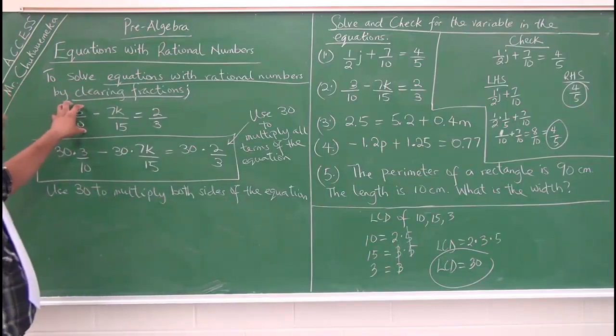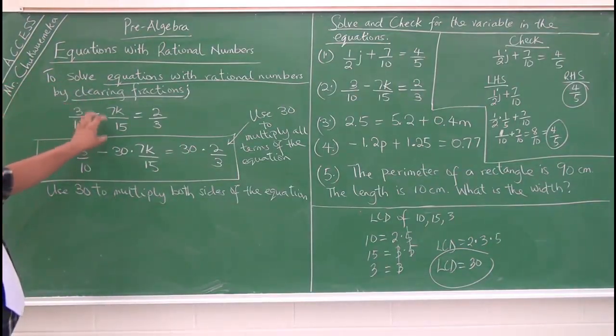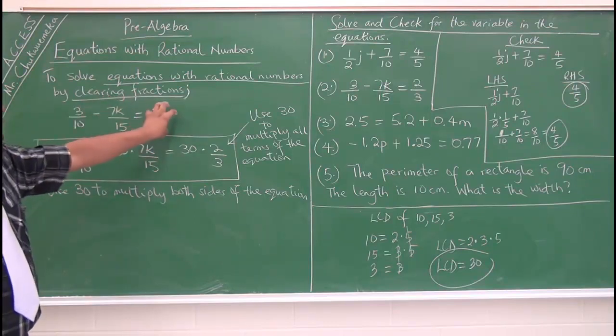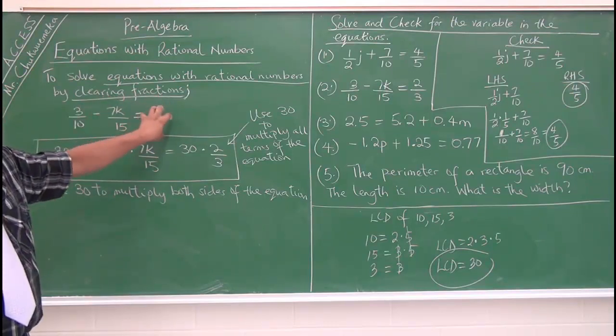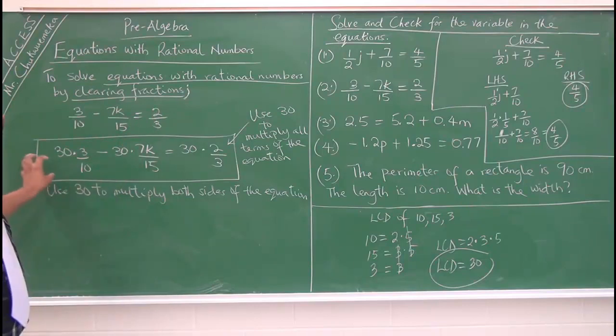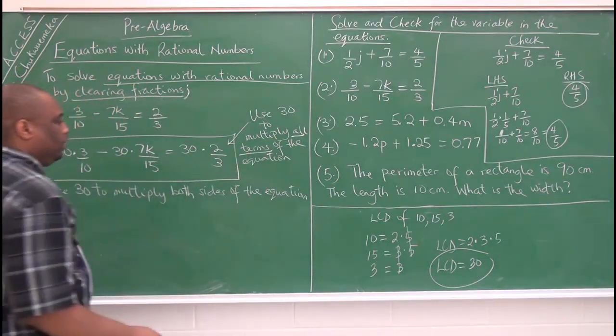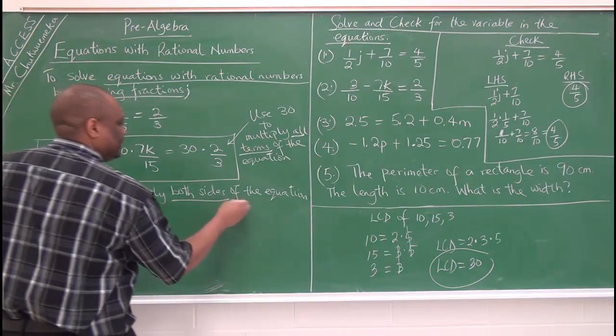In this case, the first term is 3 over 10. The second term is negative 7k over 15. And the third term is 2 over 3. Using 30 to multiply all terms, or you can say both sides.